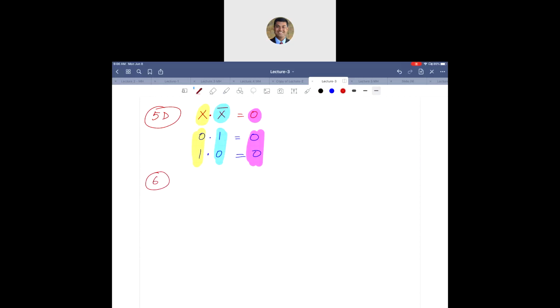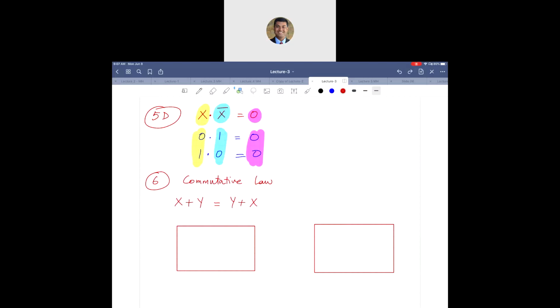Property number six, commutative law. X or Y is the same as Y or X. Let's quickly prove this. I will try to use the Venn diagrams. So I'm using this for my left hand side, and then this is for my right hand side. Say I have 1 and 2. Those are my x and y. That's my x. That's my y. X, y, x, y.